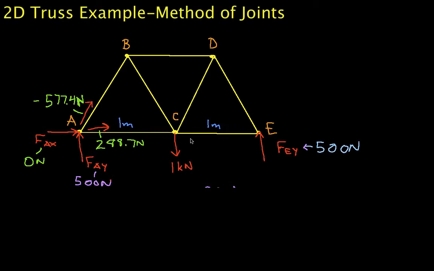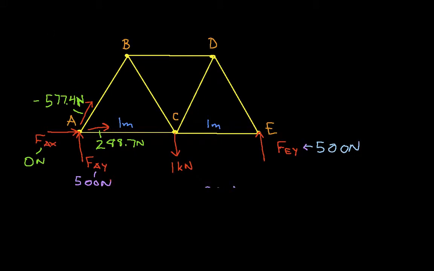Welcome to part 2 of this video, in which we're using the method of joints to find the tensions in each of the members of a truss, a 5-joint, 7-member truss, which I've got drawn here. So in part 1, we were off to a good start. We had found the tension in member AB.